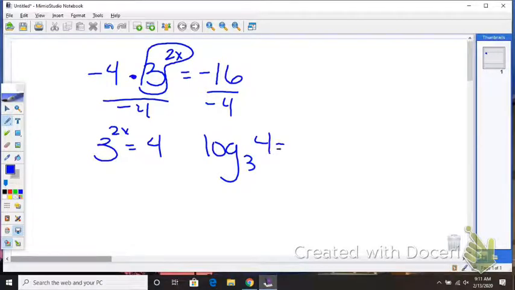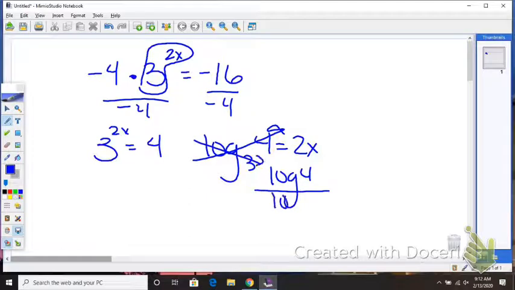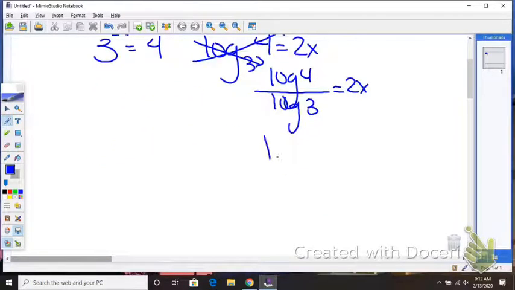So in my calculator, I'm doing change of base. So I have log of 4 over log of 3. And what do we get for log of 4 over log of 3? Okay, log 4 divided by log of 3. Did you get 1.26? Yes. 1.26 equals 2x, and now what do I do?